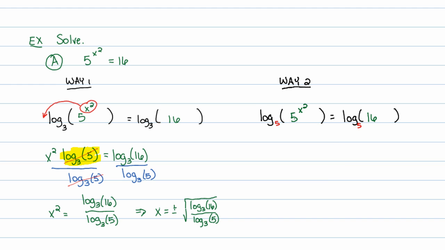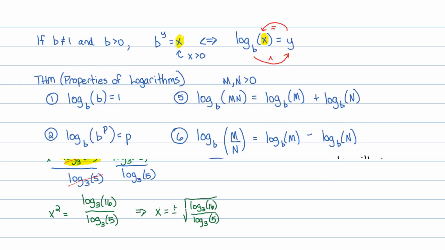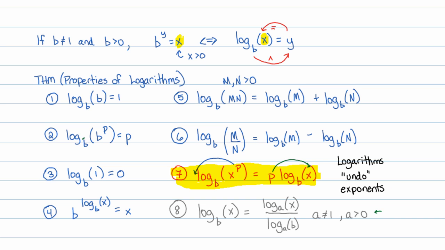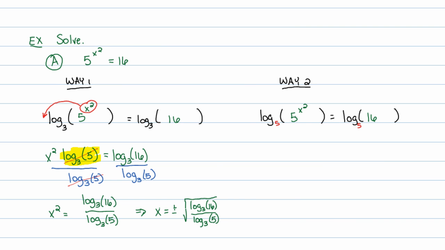Now let's take a look at this. Log base 5 of 5 to a power. If you look at our properties back here, log base b of b to a power is going to be just the power. So if the base of the logarithm is equal to the base of the exponent, that logarithm is going to just return the power. So log base 5 of 5 to the x squared is just going to return x squared, which is really nice. A lot of students love this method because it just looks cleaner, right?